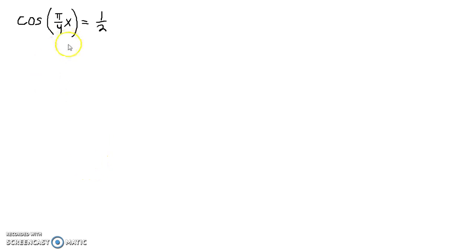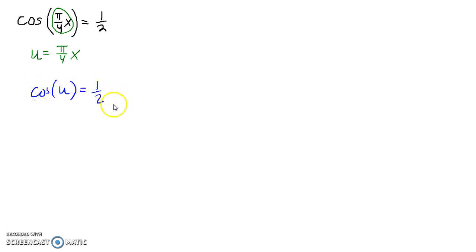Now, the approach that we're going to use in this video is called substitution, and that means we're going to take this stuff here and replace it with another variable. I'm going to use u. It's just a very common variable to use for substitution. So I'm going to let u equal pi over 4x. And so then my equation becomes cosine of u equals 1/2.